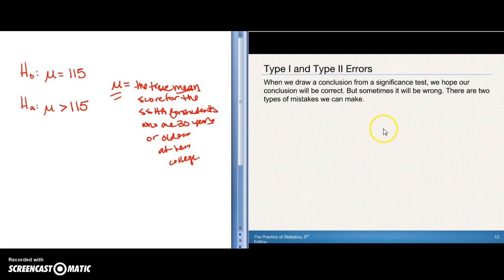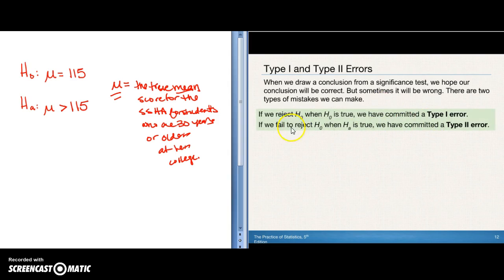The last part of 9.1 is what type of errors you could make. When we draw a conclusion from a significance test, we hope that our conclusion will be correct. Obviously, we can be wrong. It's like sending an innocent person to jail or letting a guilty person go free. So there are those two types of mistakes, and we call them type 1 and type 2.